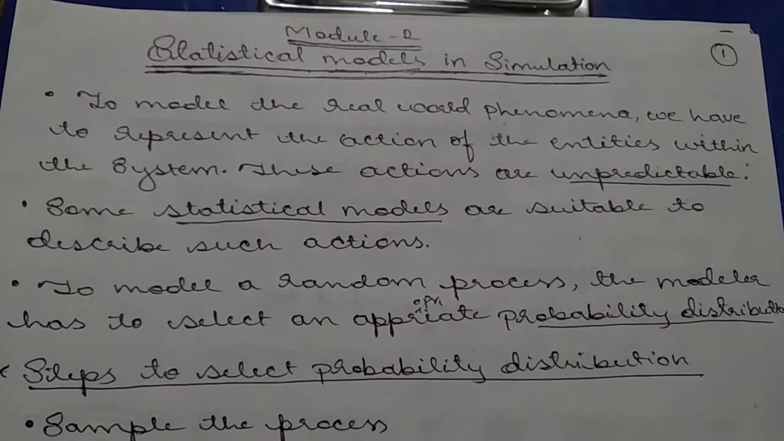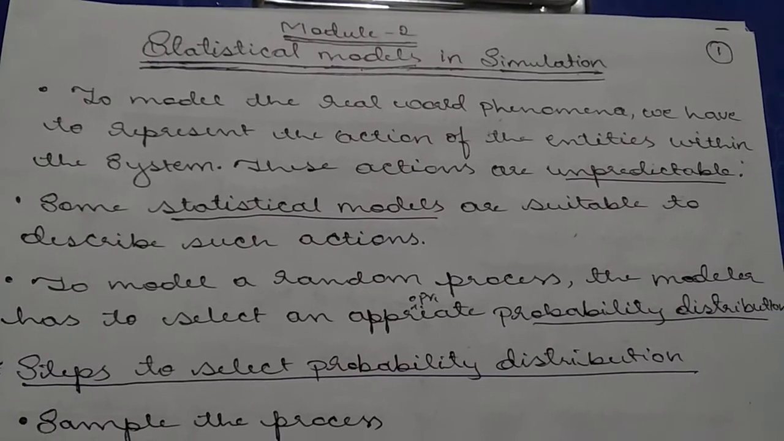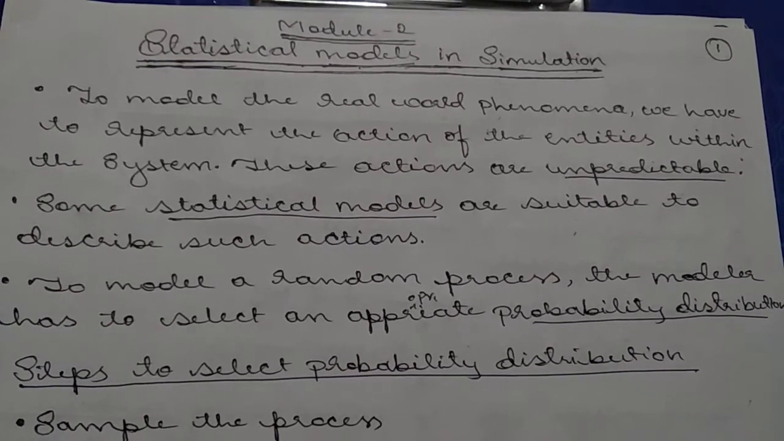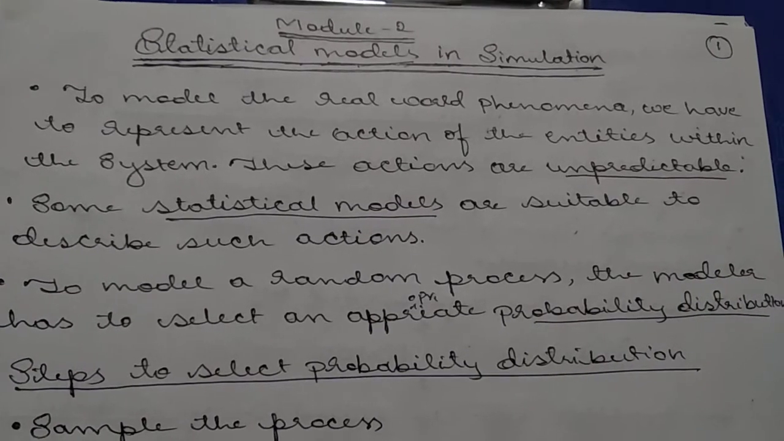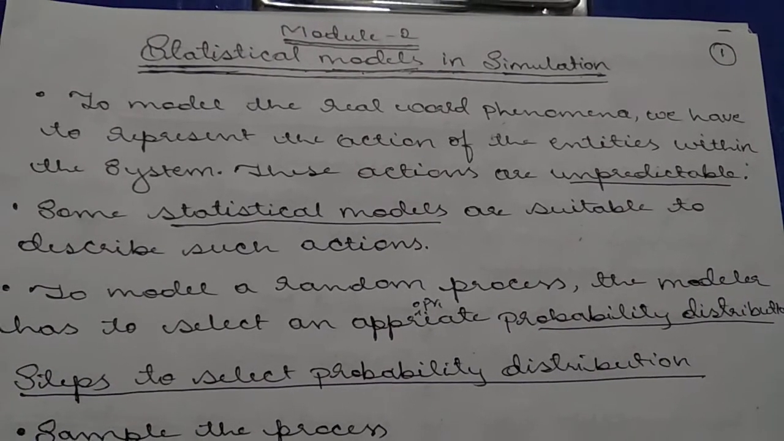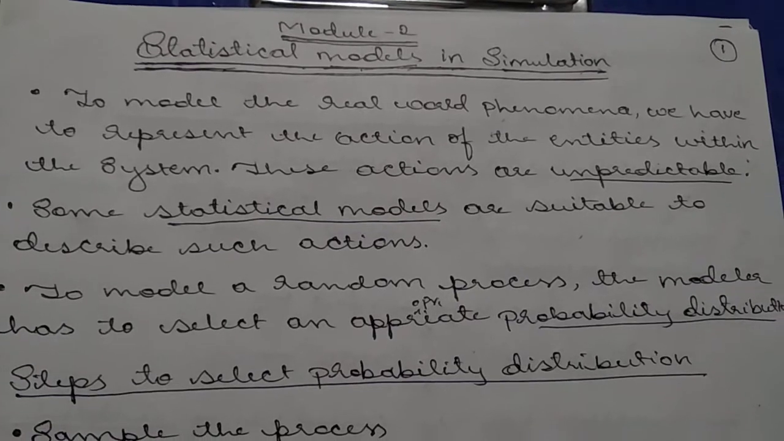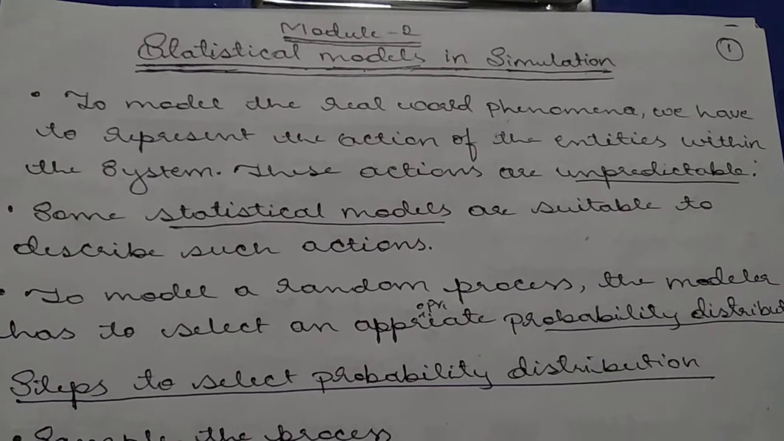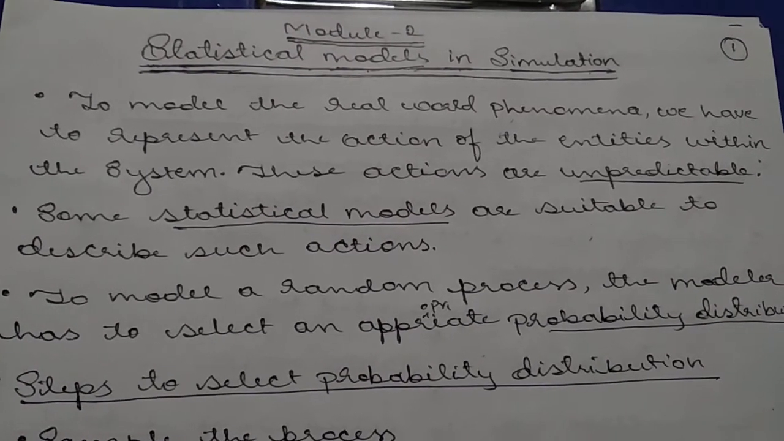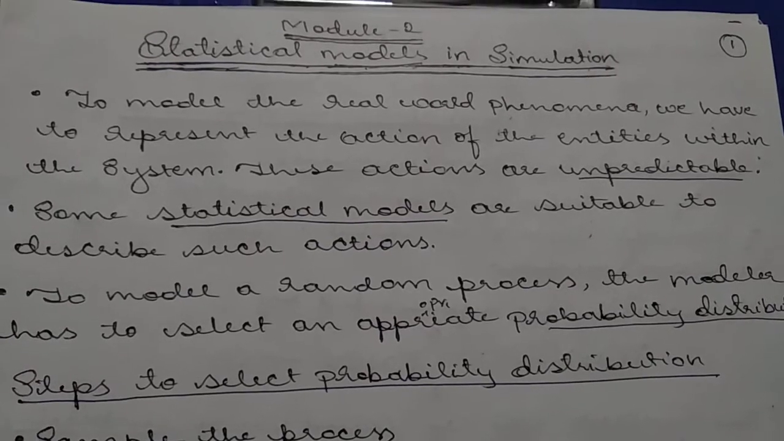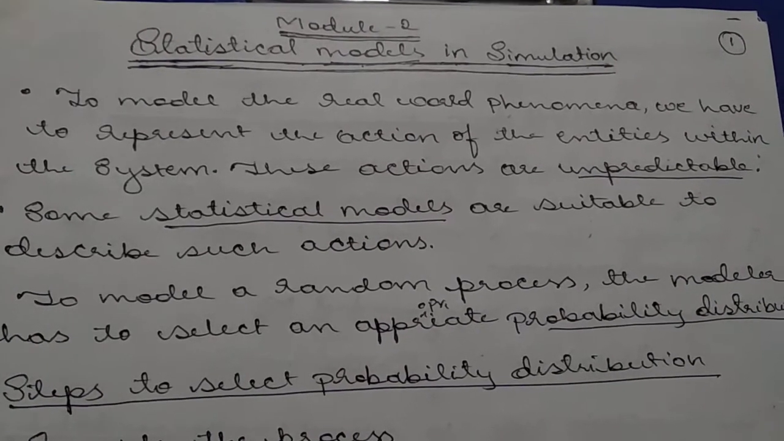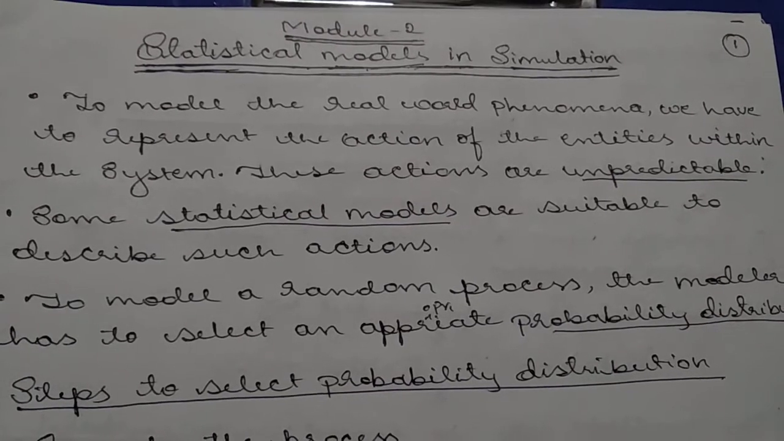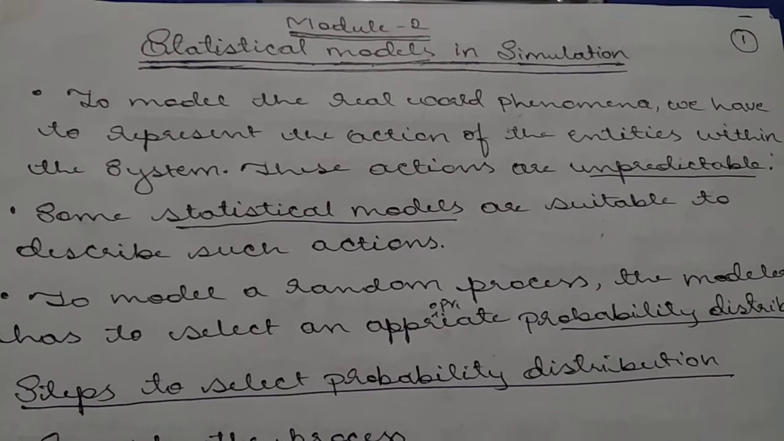Module 2, that is statistical models in simulation. Here, first we must know when and where we have to use statistical models. We know so many real world objects. When modeling these real world phenomena, we have to represent the action of those phenomena within the system. These actions are unpredictable.